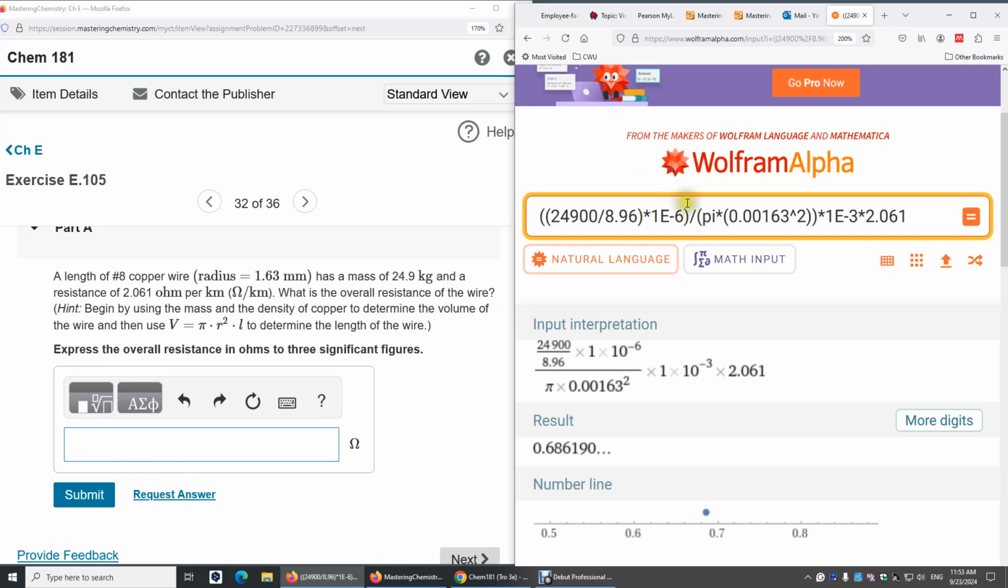If you have a calculator, I would highly recommend you compute this first and write down the volume in cubic meters, then compute this with your calculator and write down the area of the circle in square meters. Then do the division. You get the length in meters, convert it to kilometers, and then finally make the conversion.